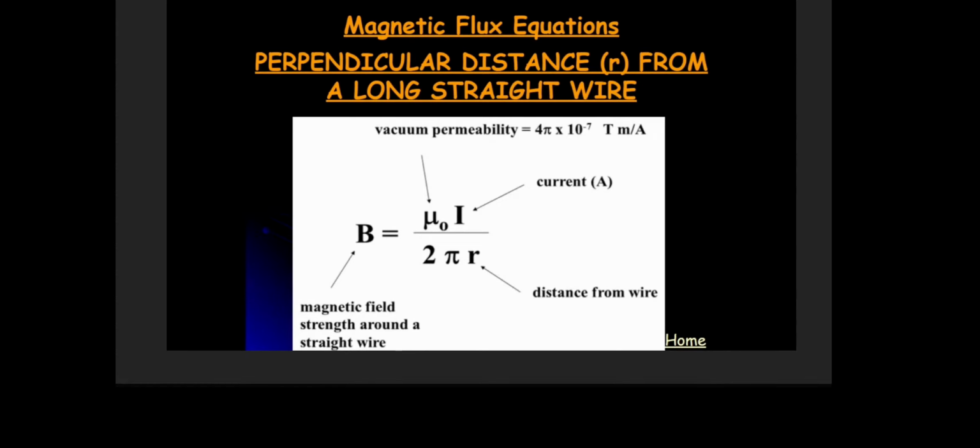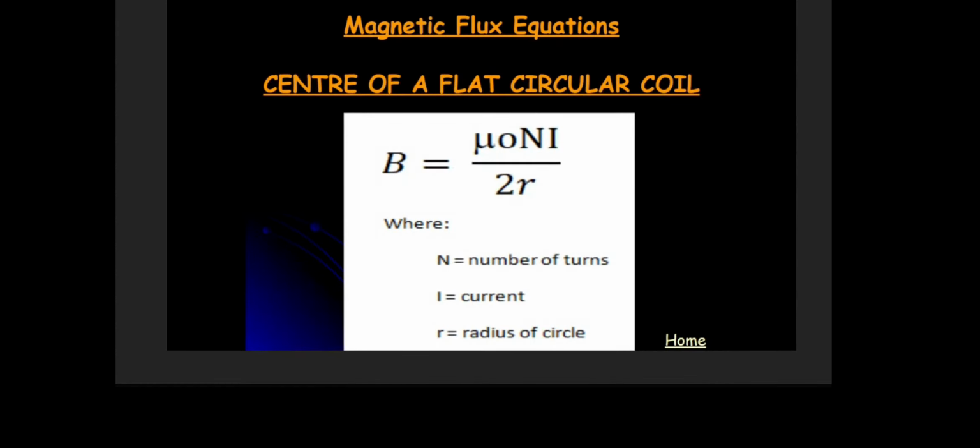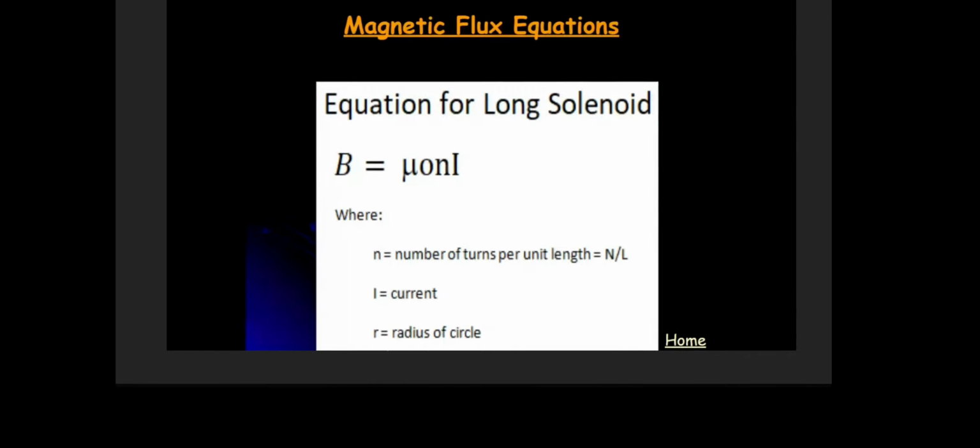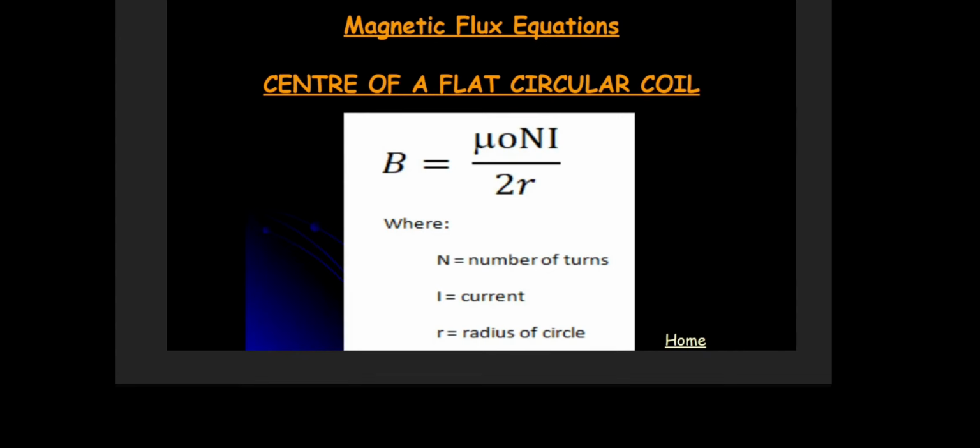All right, and now we have a second equation, which is for a coil or a solenoid, like the diagram on the right. So we use B is equal to the permeability of free space times capital N times I over 2R, or we use the permeability times small n times I. Let's look at each individually. The capital N tells us the number of turns in the solenoid.